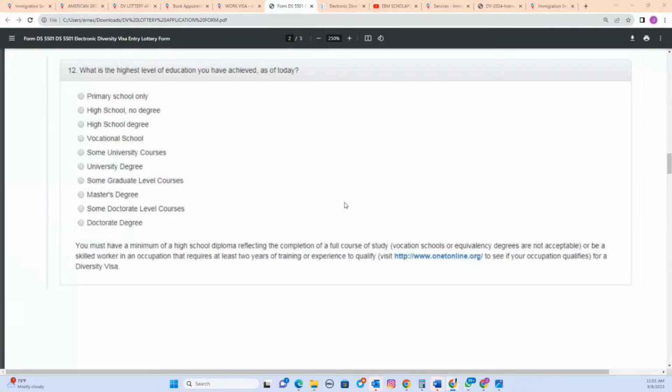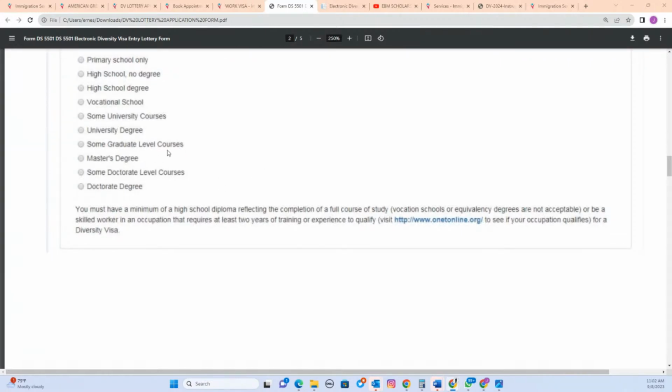There are people in their final year, maybe the final year of high school or the final year of university. You will still put some university courses. But when the results are out and you are graduating, you will put the correct education level on the visa form, on the immigrant visa form, DS-5601. So that is education level.